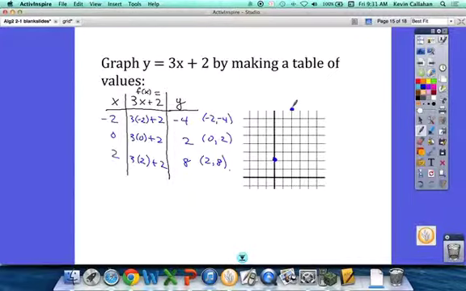So let me just connect those. How many points do I need to graph a line, a straight line? 2, right? So that's enough. We can do with those 2. My other point would have been way down here. So let me do this.